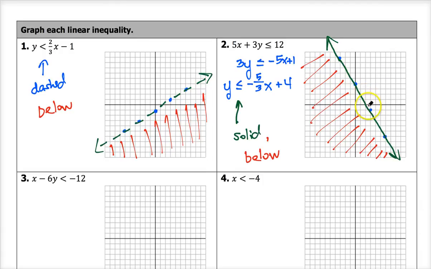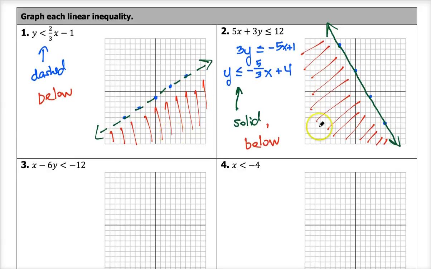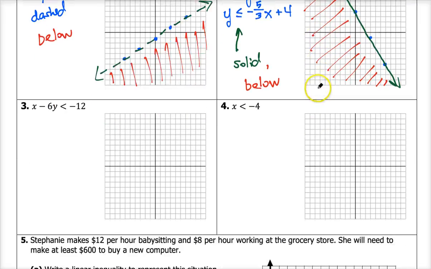So any point up here for this particular graph would be a non-solution. Points on the line, if you have a solid line, they will give you true statements. If you have a dashed line, points on the line will give you untrue statements. Okay, so that's what all the shading and solid and dashed lines really mean. They just give you a visual representation of what the solutions are for these inequalities.